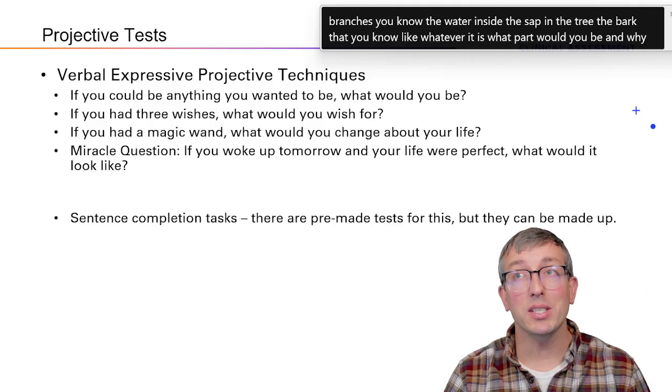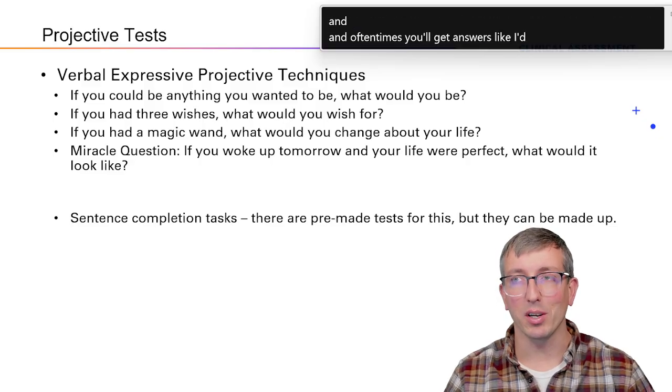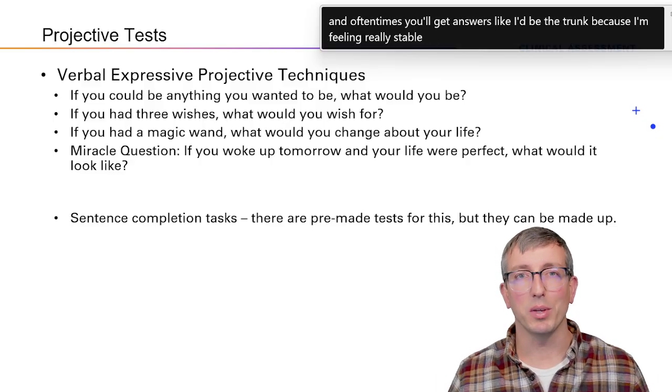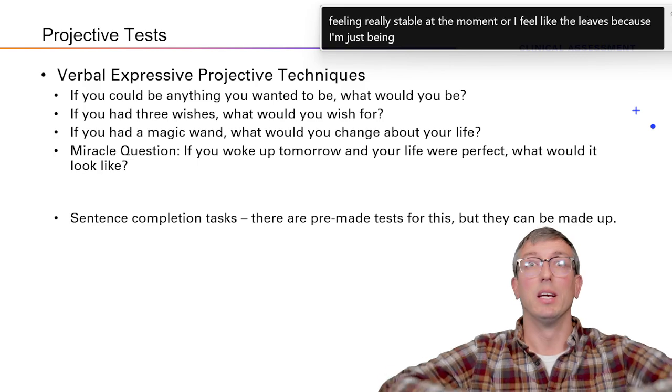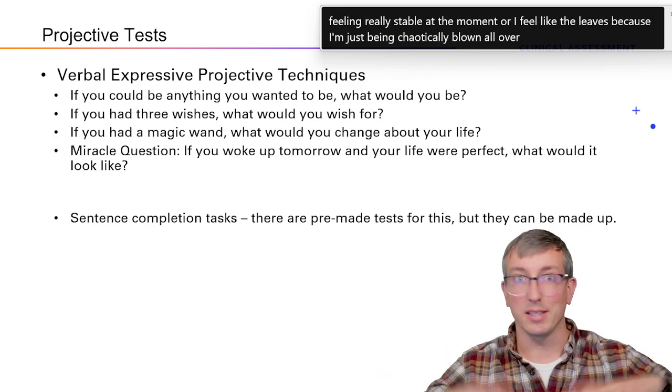And oftentimes you'll get answers like, I'd be the trunk because I'm feeling really stable at the moment, or I feel like the leaves because I'm just being chaotically blown all over the place in high winds in my life.